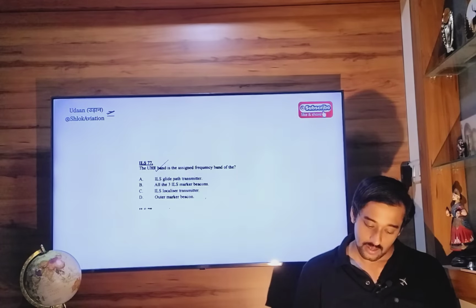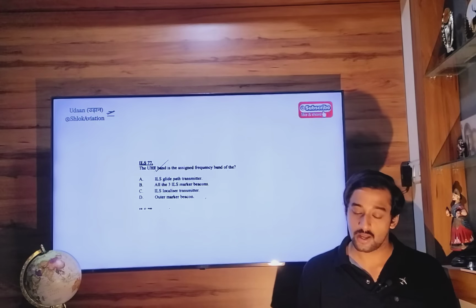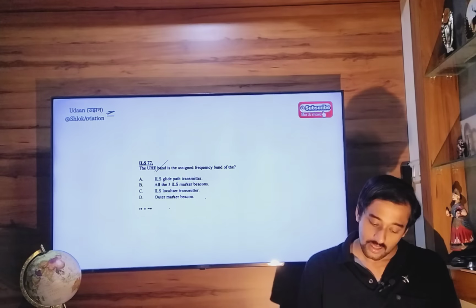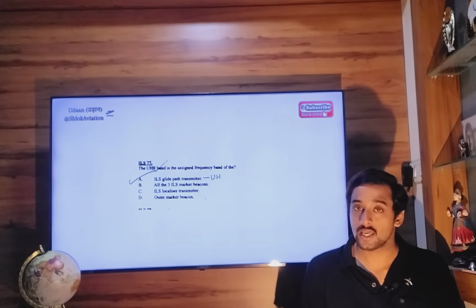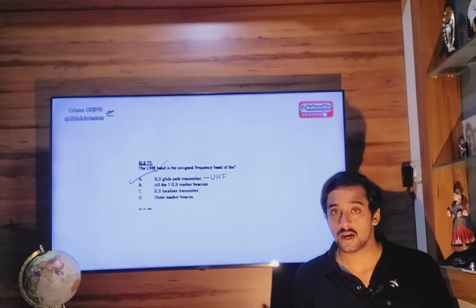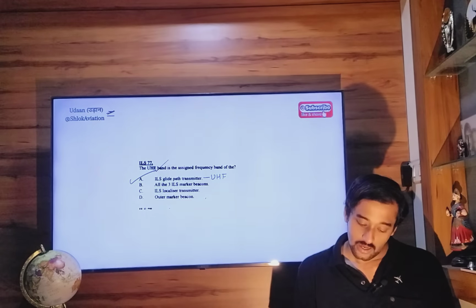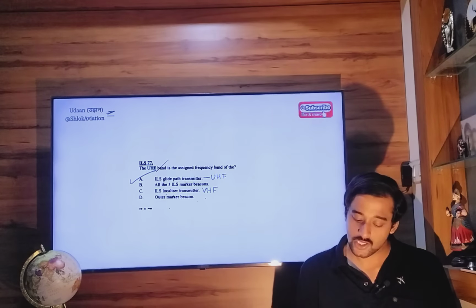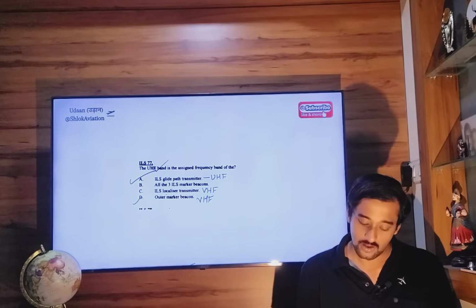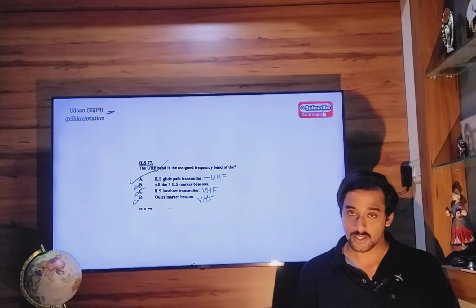The UHF band belongs to what? So the correct answer is option alpha. The glide path transmitter operates in the UHF band, 328 MHz to 338. The ILS localizer operates in the VHF. Marker beacons also operate in the VHF. So alpha is the right answer.